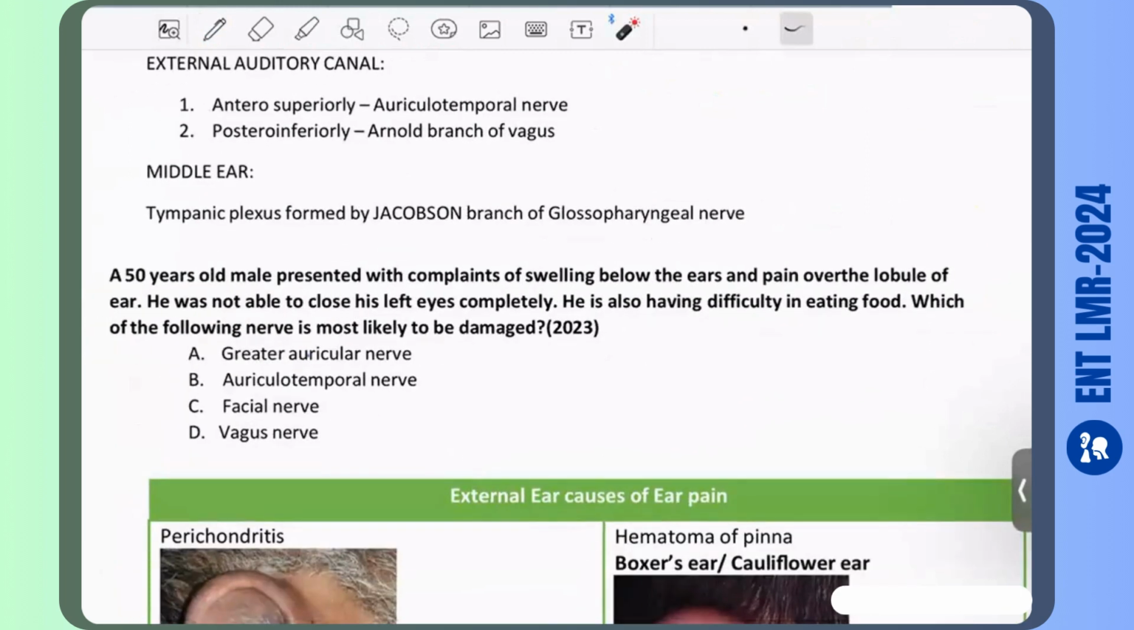A 50-year-old male with swelling below the ears and pain over the lobule, was not able to close his eyes completely. He is also having difficulty in eating food. Which of the following nerves is most likely damaged? Swelling below the ears, pain over the lobule of the ear, unable to close his eyes completely. So this is facial nerve palsy.